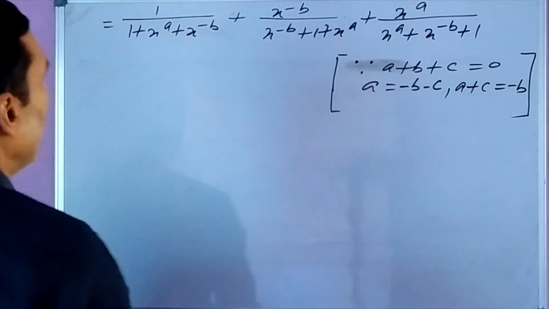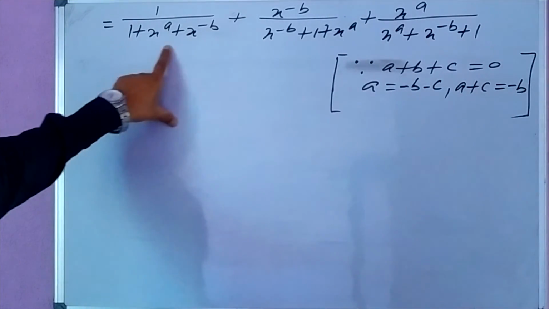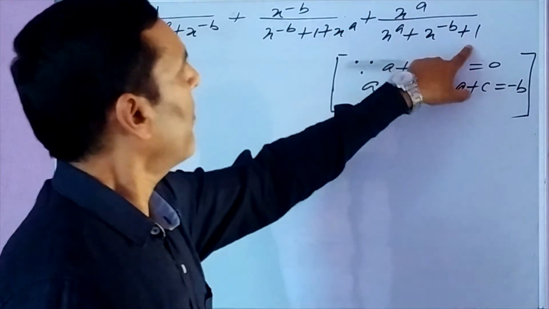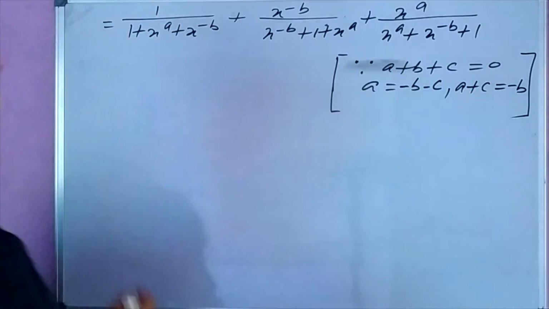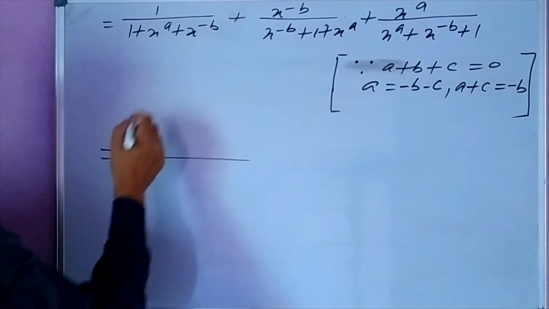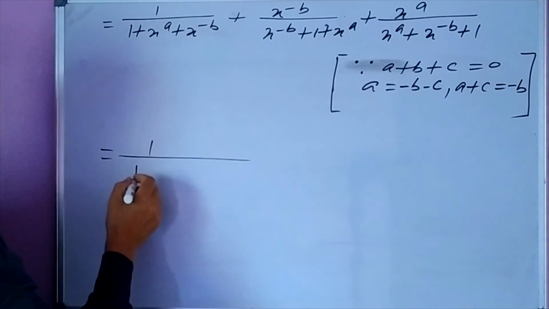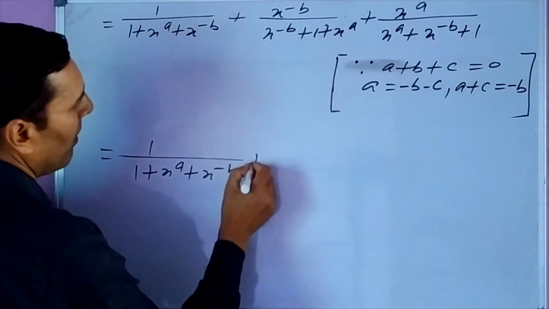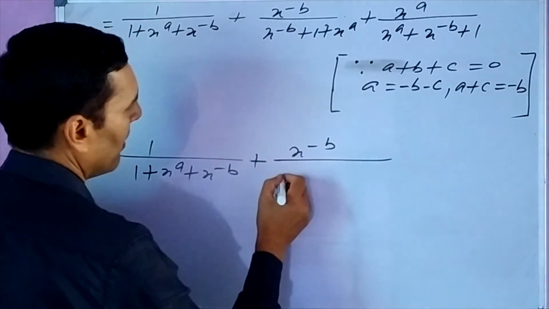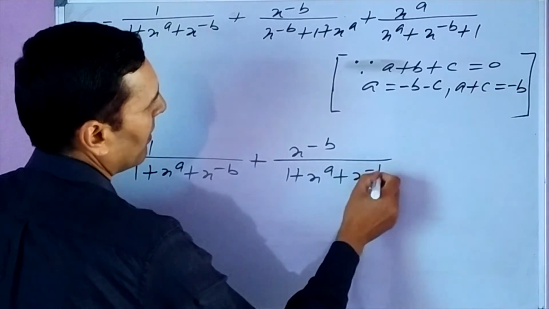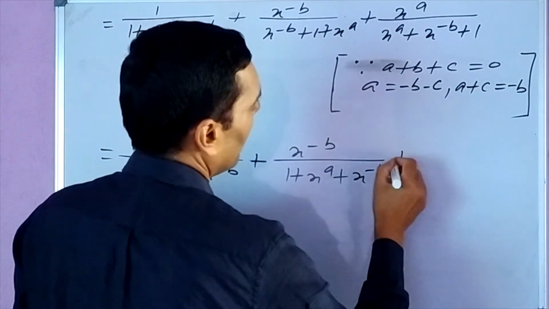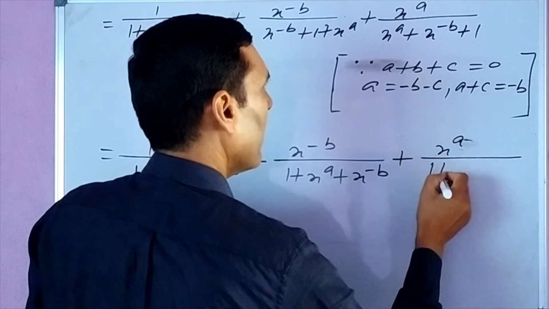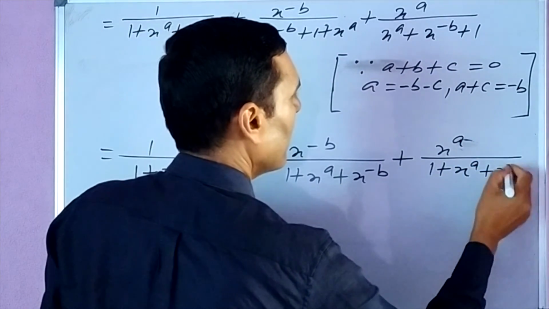Okay guys, now look here, we have got the same denominator. Have you seen the denominator? 1 plus x to the power a plus x to the power minus b in each term. Okay, in one more line we write in proper form, arranging all the terms. 1 plus x to the power a plus x to the power minus b upon 1 plus x to the power a plus x to the power minus b, plus x to the power minus b upon the same denominator, and third term x to the power a upon 1 plus x to the power a plus x to the power minus b.